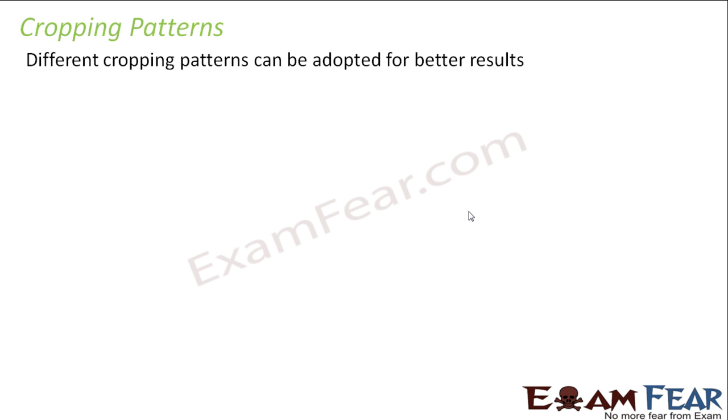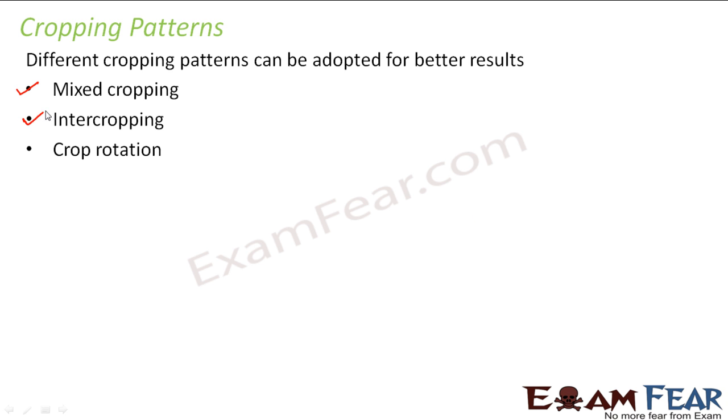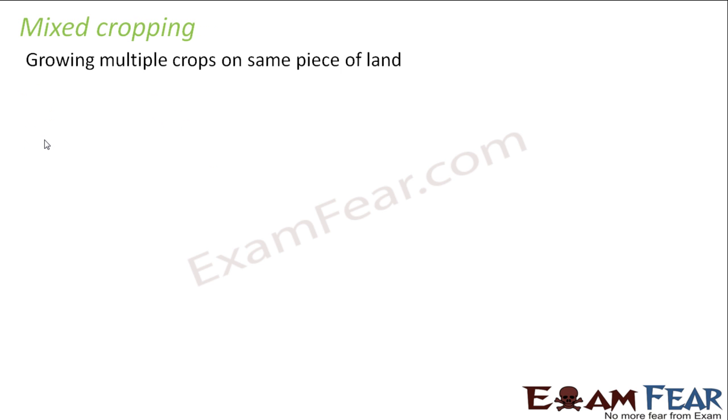So different cropping patterns can be adopted for better results. Some of the cropping patterns are mixed cropping, intercropping and crop rotation. So these are some of the cropping patterns which result in better yield. So let us see what is mixed cropping. Growing multiple crops on the same piece of land. The term mixed itself says that it is a mixture of something. So mixed cropping means a mixture of crops.